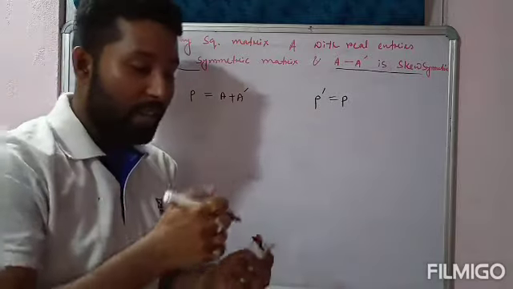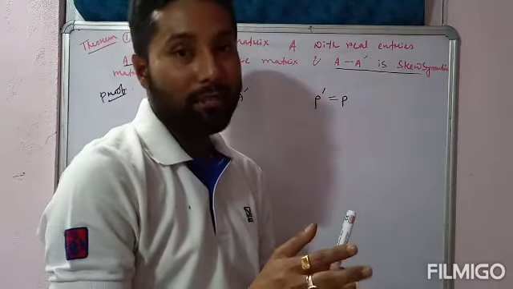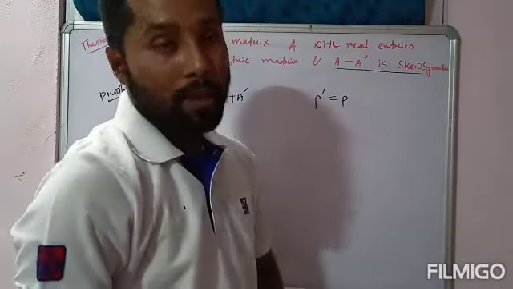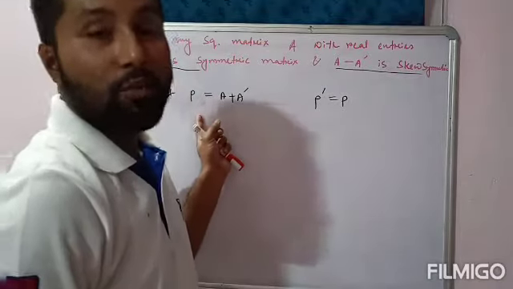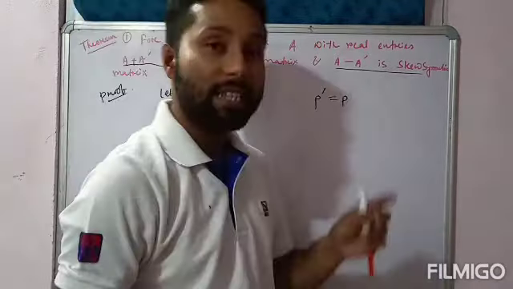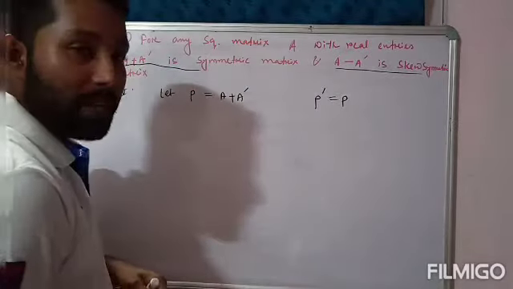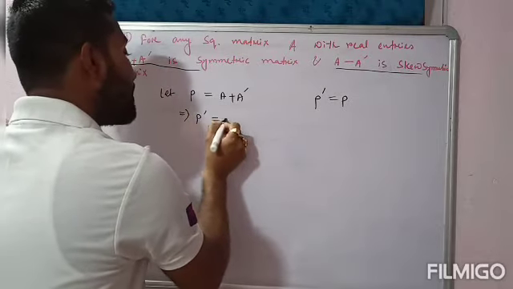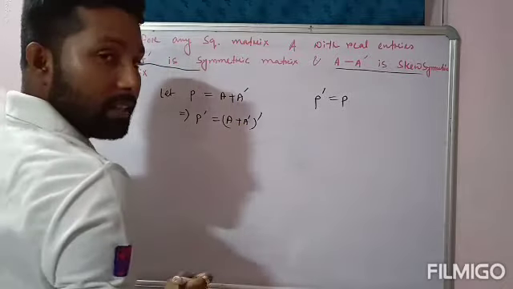Yes or not? Just now I have given the definition of symmetric matrix. The definition of symmetric matrix is what? The condition is what? A transpose is equal to A. So since we are considering that this matrix is equal to P, which means you have to show that P transpose is equal to P. Yes or not? Okay. So let P is equal to A plus A transpose. Now take transpose on both sides. So P transpose is equal to A plus A transpose whole transpose.